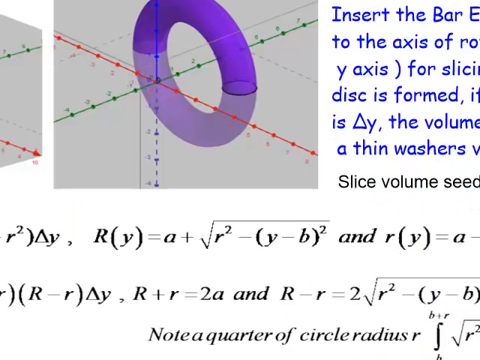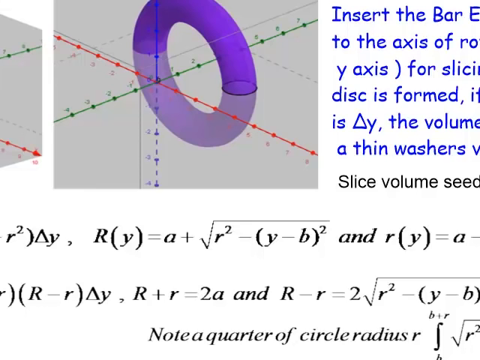Again, a similar sort of idea. Use the volume element, delta V for a slice. Delta V equals pi times big R squared minus little r squared. In this case, the width of the bar is delta y, a small change in y. And we are now going from y equals b minus r up to b plus r.